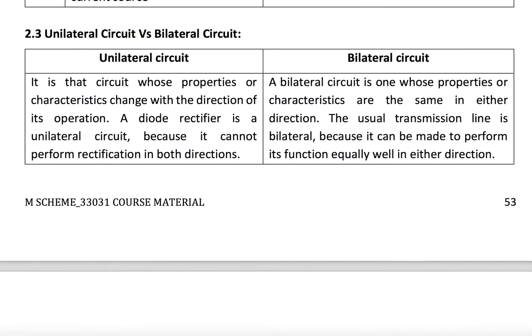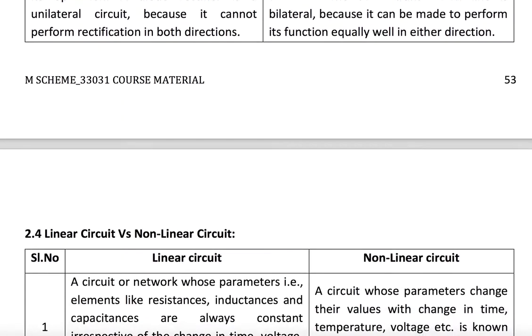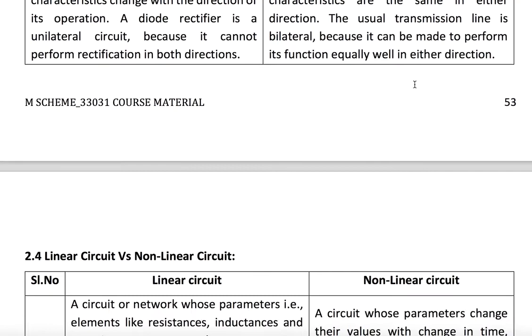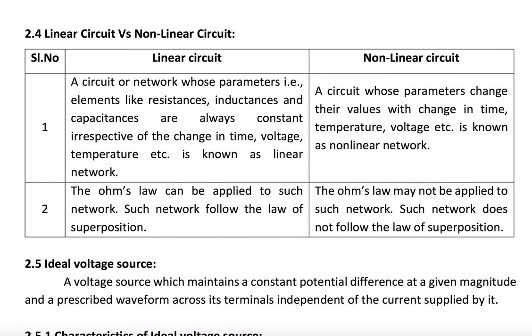A bilateral circuit is one whose properties or characteristics are the same in either direction, precisely speaking, either direction of current flow. The usual transmission line is bilateral because it can be made to perform its function equally well in either direction. RLC are also bilateral elements: resistor, inductor, and capacitor.